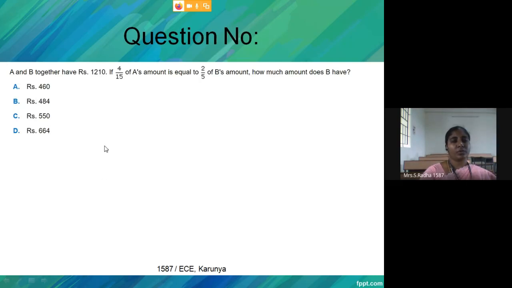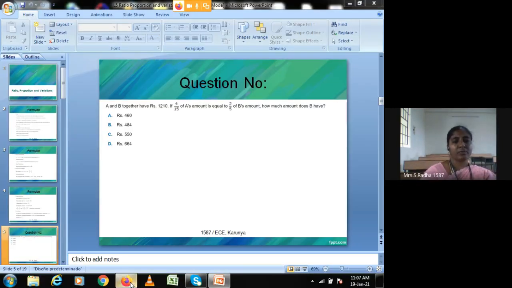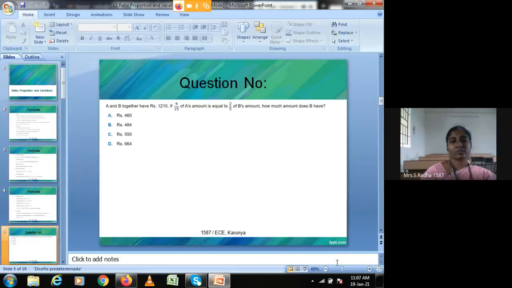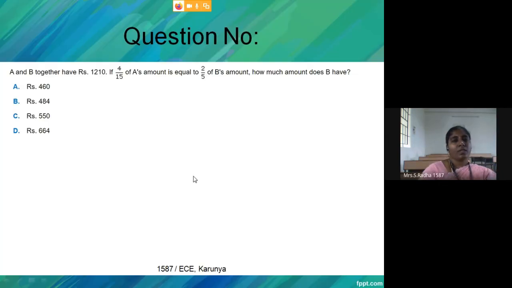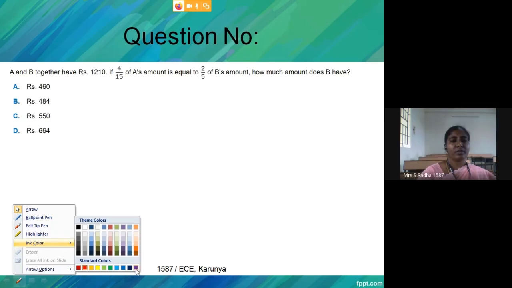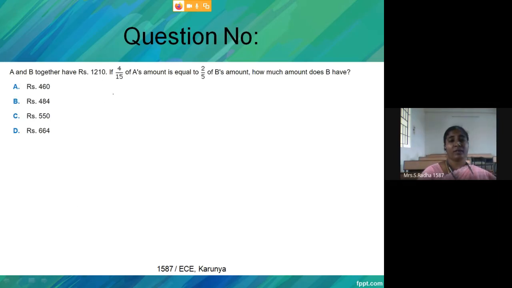A and B together have rupees 1210. If 4 by 5 of A's amount is equal to 2 by 3 of B's amount, then how much amount will B have?